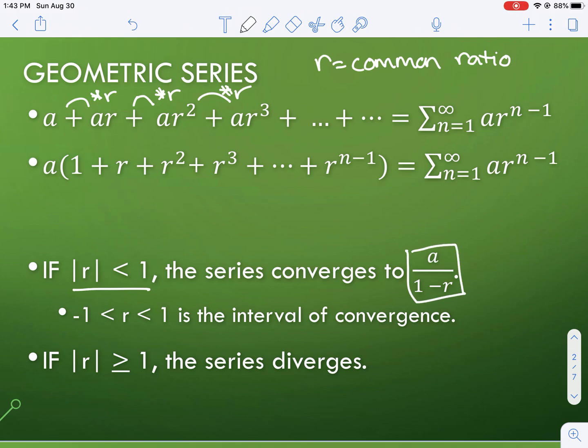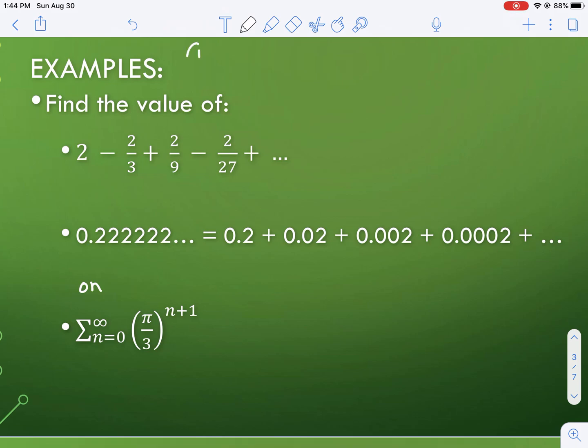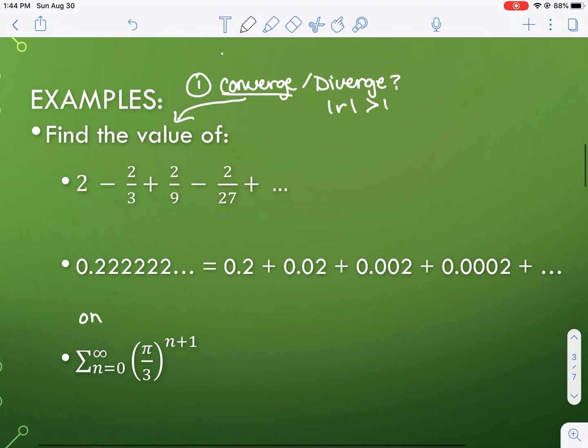A over 1 minus r. That means that the interval of convergence for r is between -1 and 1. If the absolute value of the common ratio is greater than 1, it means the series diverges, so the sum does not reach a finite value. Looking at these examples here, we have to determine, does it converge or diverge? And if it converges, then we can find the value. So remember, if the absolute value is greater than 1, it diverges, and if the absolute value of r is less than 1, it converges.